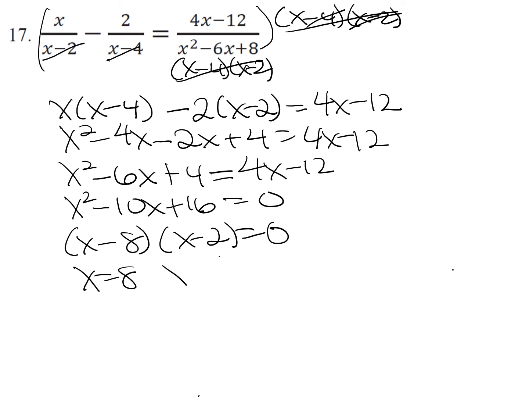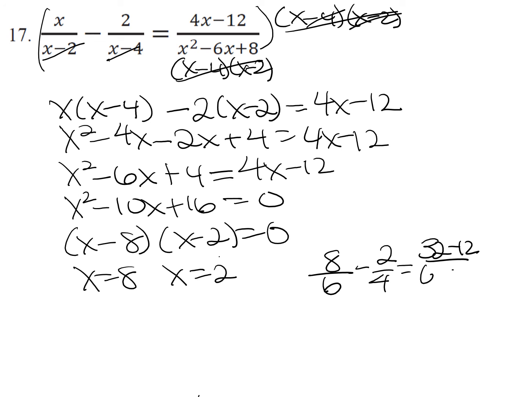X equals 8 and x equals 2. Okay, so I'm going to plug those in. So if I plug in 8, I have 8 over 8 minus 2 is 6, minus 2, 8 minus 4 is 4, equals 4 times 8 is 32 minus 12 over 64 minus, here, I'll pause.